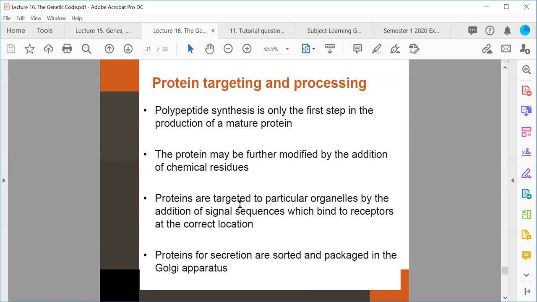They might be targeted to organelles. They may be proteins that have to be secreted from the cell. They may be proteins that are required to build or maintain cell membranes. The way that they're targeted is that they contain a short sequence of amino acids, called signal sequences. These signal sequences bind specifically to receptors that are only found at the correct location within the cell. That's all part of the targeting process.